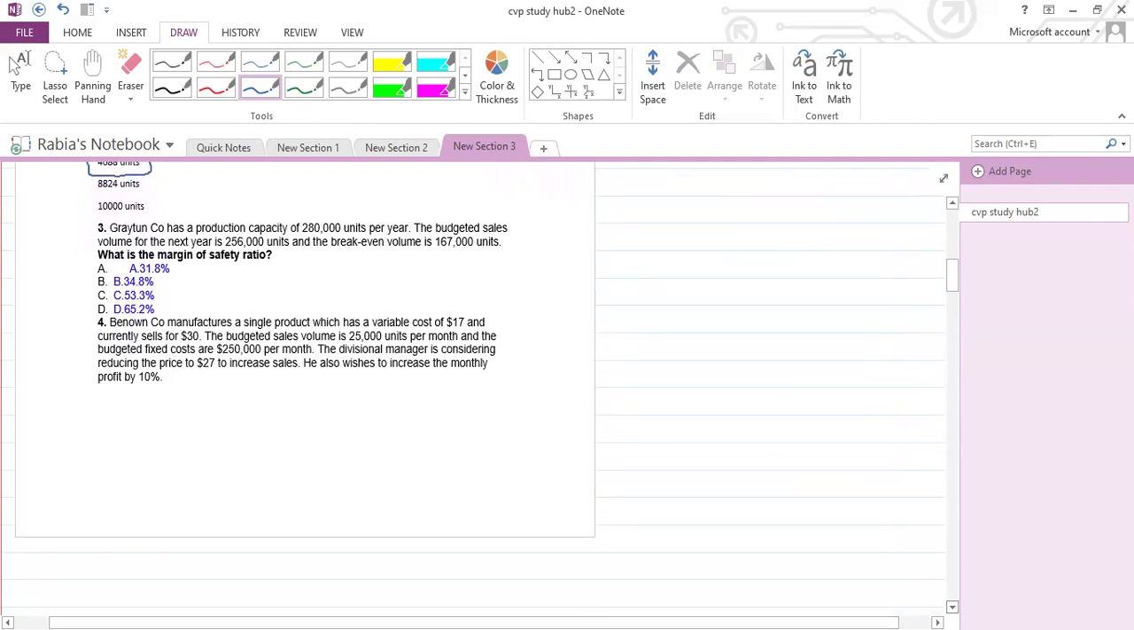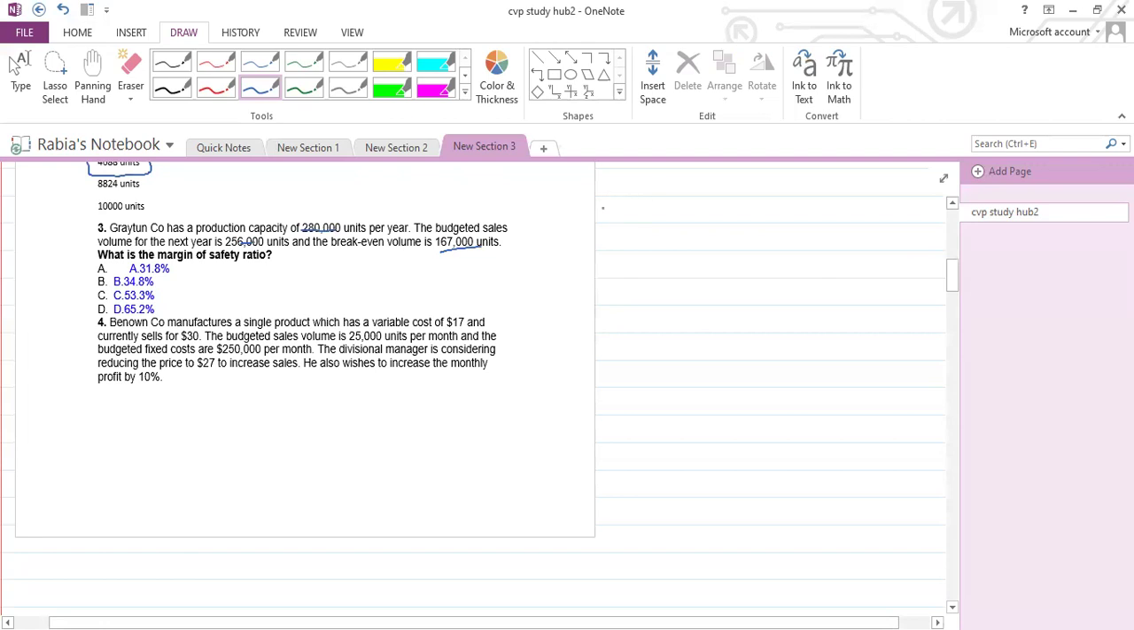Now, Graydon Company has a production capacity of 280,000 units per year. The budgeted sales volume for the next year is 256,000 units, and the break-even volume is 167,000 units. What is the margin of safety ratio? What is your budgeted production capacity? That is 280. Budgeted sales volume is 256 and the break-even units.